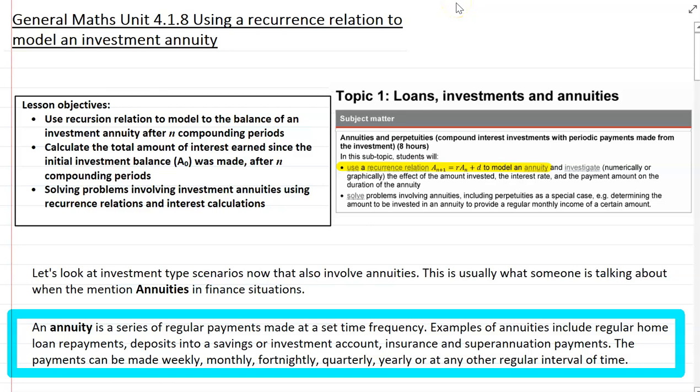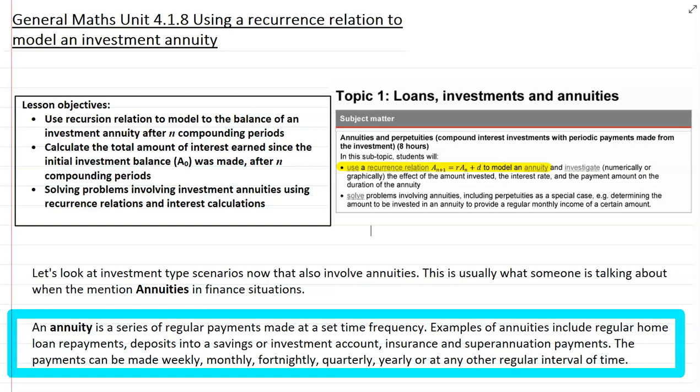This lesson is from Unit 4 of the Queensland Senior General Maths syllabus, and today we're looking at using recurrence relations to model an investment annuity. The lesson objectives today are: we're going to learn how to develop a recursion relation to model a balance of an investment annuity after a certain number of compound periods. We're then going to look at calculating the total amount of interest that's been earned since the initial investment. And finally, practice solving some problems that involve investment annuities using recursion relations and interest calculations.